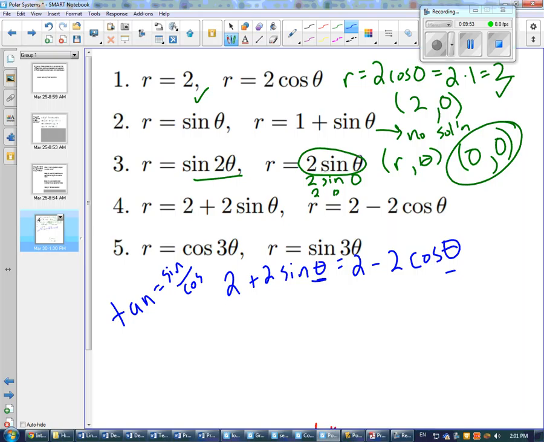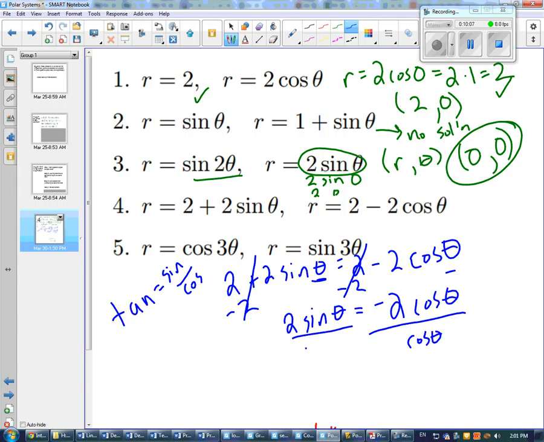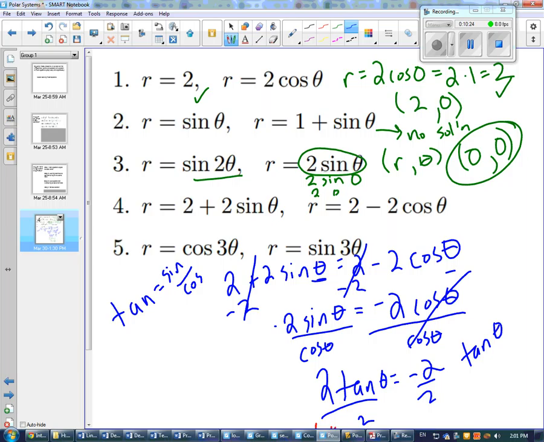I'm not ready to divide yet. Let me subtract that 2 that's hanging out there. So 2 sine theta equals -2 cosine theta. Go ahead and divide by cosine theta. Whenever you have sine and cosine, you want to divide by the cosine because it creates sine over cosine, which is tangent. I'm going to keep going here to get theta by itself. So the tangent of theta equals -1.